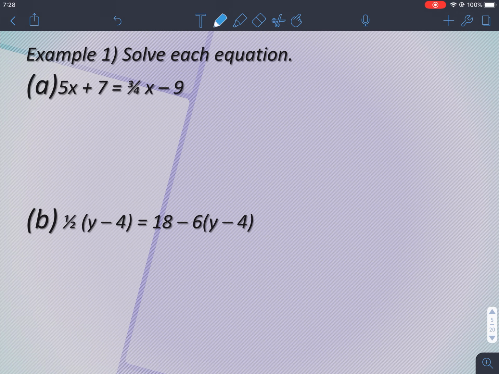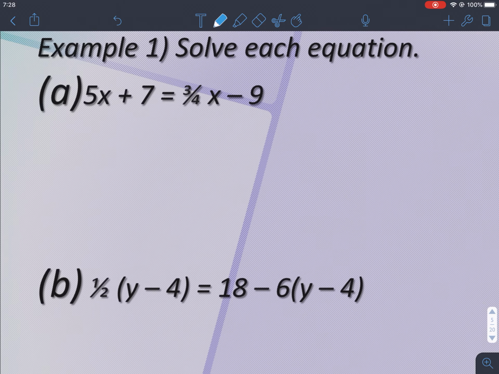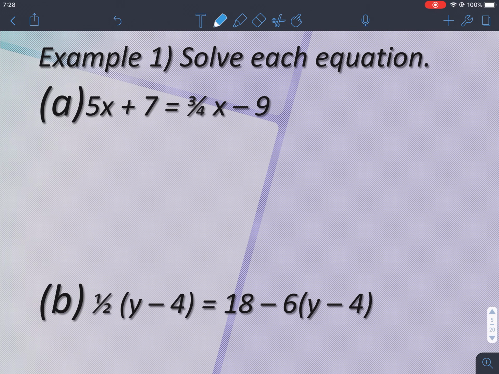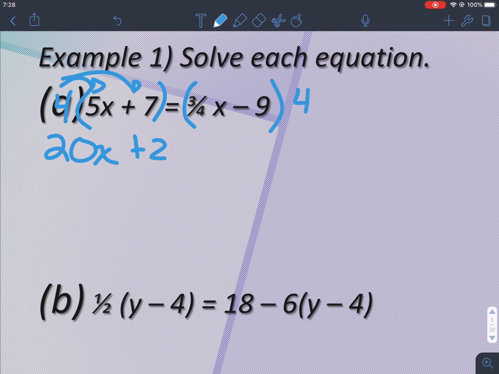Let's apply that in different situations. So example, solve 5x plus 7 equals 3/4 x minus 9. There's only one fraction here. So if I multiply everything by 4, which is the common denominator, it should get rid of the fraction for me. I have to distribute to everything. 4 times 5 is 20. 4 times 7 is 28. 3/4 times 4 is 3. And 9 times 4 is 36.